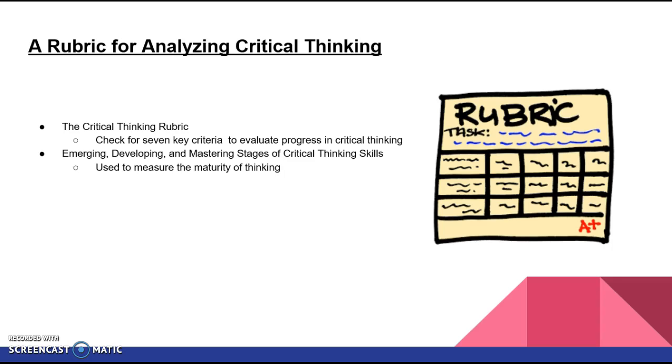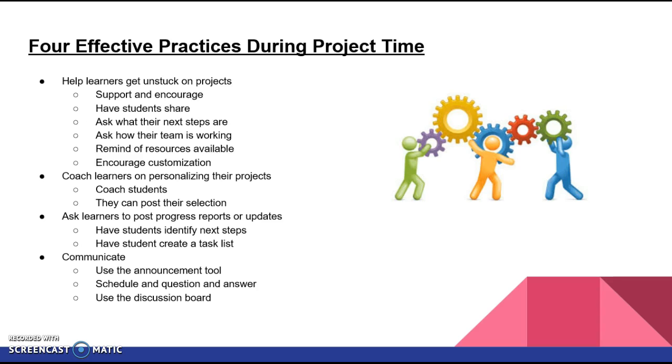A rubric for analyzing critical thinking. Use a critical thinking rubric and use the 7 criteria for evaluating a learner's progress and developing critical thinking skills. What the rubric will do is it'll help you identify the evidence pointing to the 3 stages of critical thinking skills. These are emerging, developing, and mastering stages, and you can use the rubric to measure the maturity of the thinking.